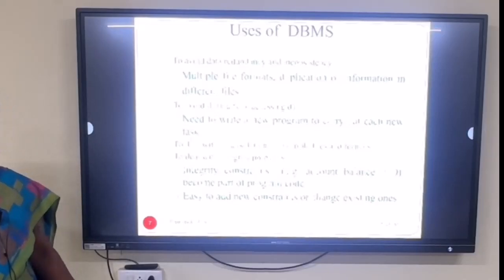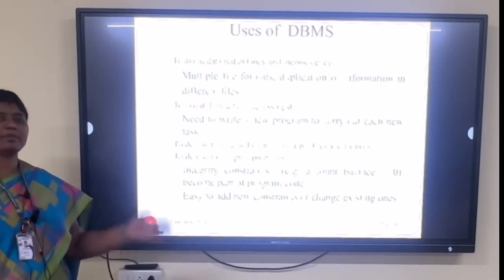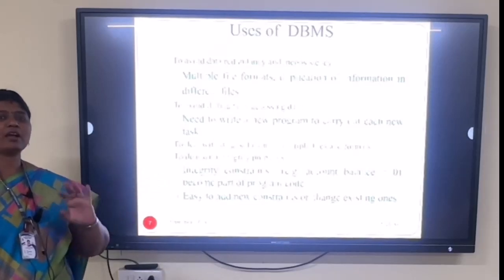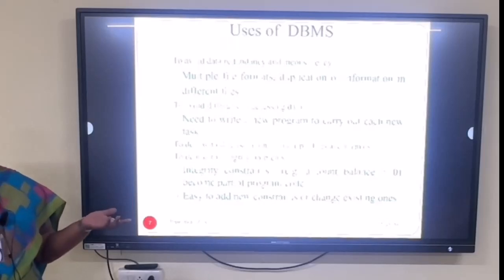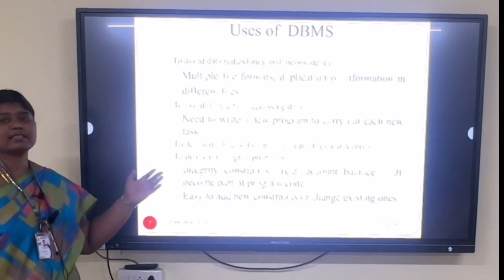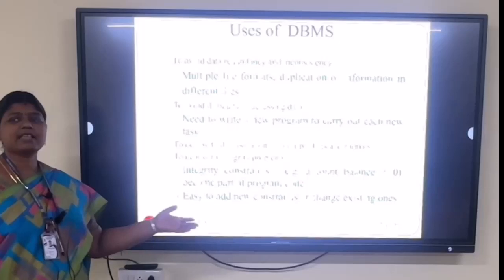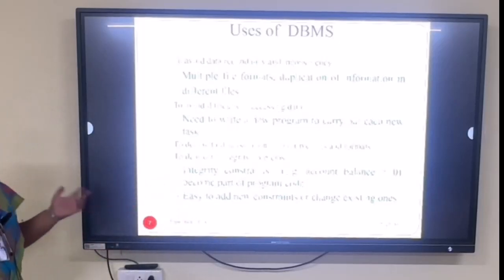To deal with integrity problems: everything is programmed. If there is any deviation, for example, everything can be done only if the account balance is greater than 0. If it is less than 0, then nothing can be done. So that is taken as a constraint. Those constraints can also be changed frequently.